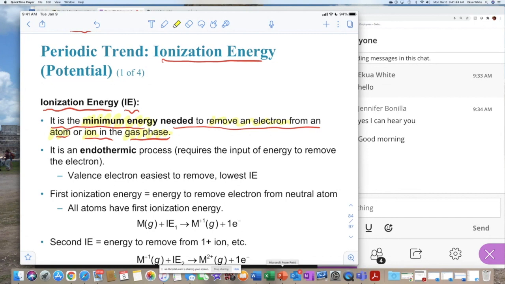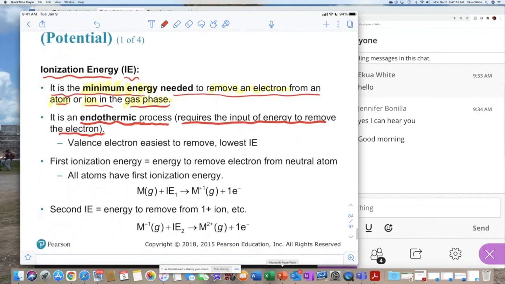Since the scientists are adding energy to that gas phase chemical, either atom or ion, that's called endothermic. This definition, endothermic or exothermic, is always from the point of view of the chemical. So when we are adding energy to the process, the chemical is receiving energy, and so this is endothermic. Energy is coming into the chemical. So we're told here this requires input of energy to remove the electron. Then we're told the valence electron is the easiest to remove.